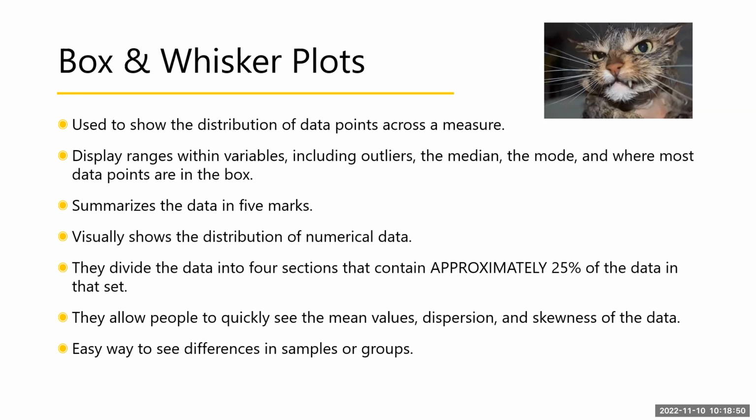There'll be 4 sections, and each of those sections is going to contain approximately 25% of the data in that set. So what these do is you run a box plot and you can easily see the mean values, the dispersion, and if the data is skewed or not. So if you're looking at multiple groups or multiple things, it's easy to use a box plot to see the differences in these samples or groups.